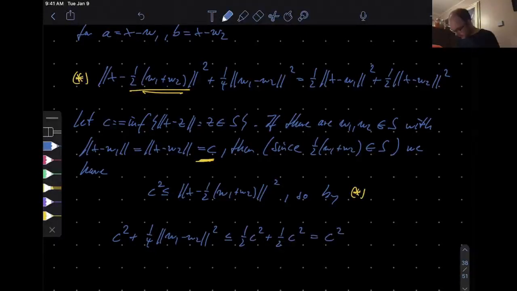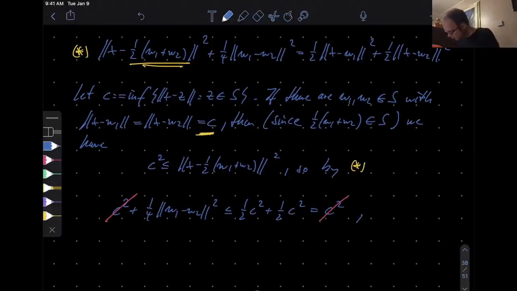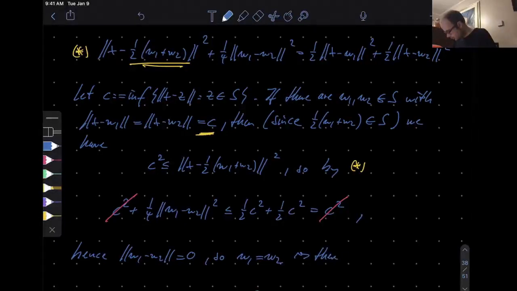So what you have here is, after some simplification, this and this goes out. So you have that a norm is less than or equal to 0. Right? And that, of course, can only happen when the norm is equal to 0. Hence, w1 minus w2 is equal to 0. So by the positive definiteness of the norm, indeed, these two guys have to be equal to each other. Okay? There is at most one minimizer.